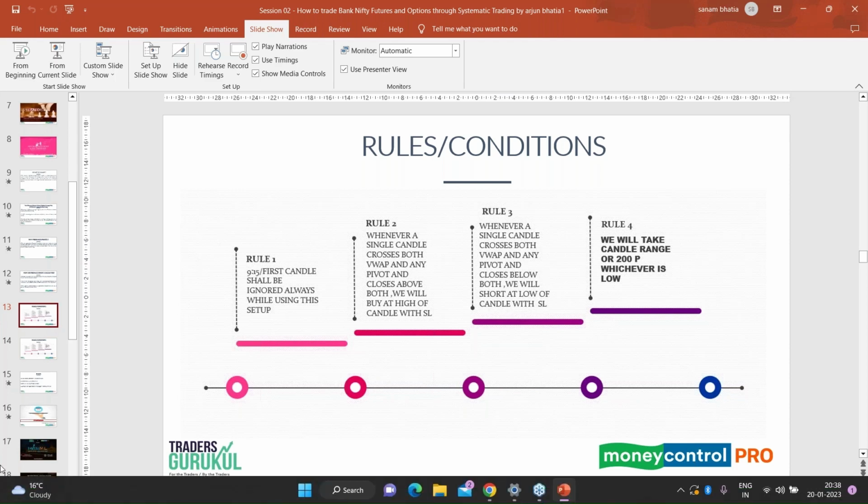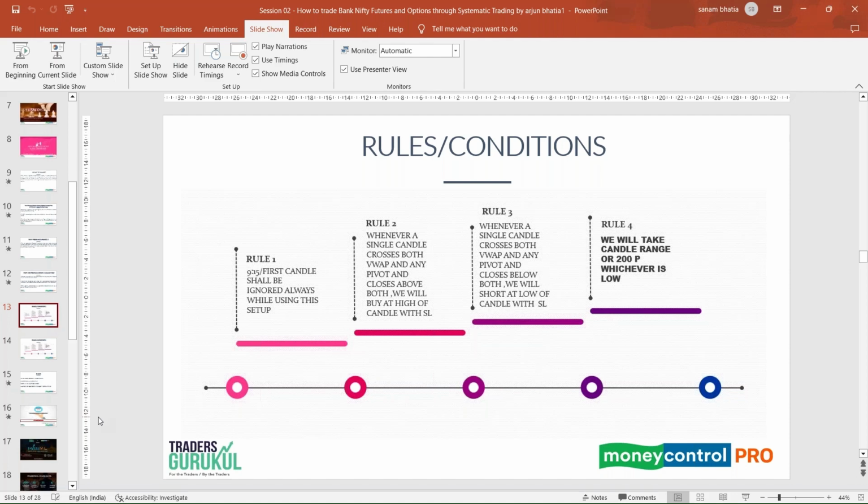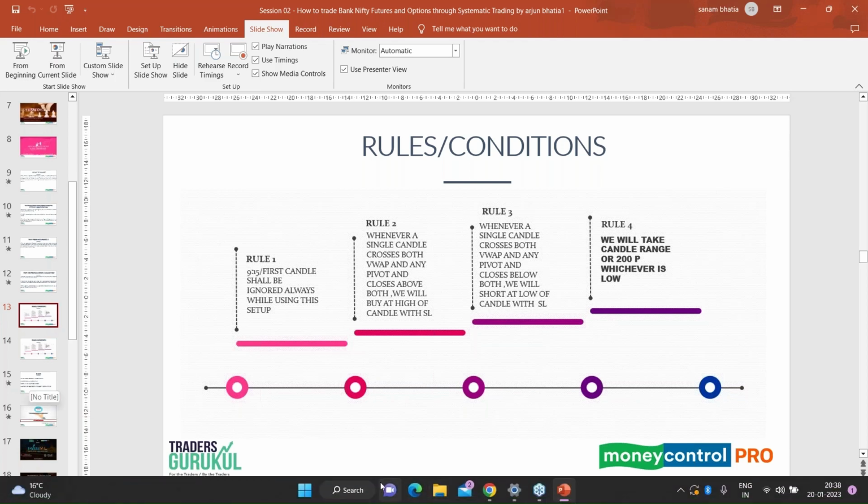Okay, so please note it down. The third rule is whenever a single candle crosses both VWAP and pivot and closes below both, we will short at the low of the candle with the stop loss. Now let me take you to the chart quickly.